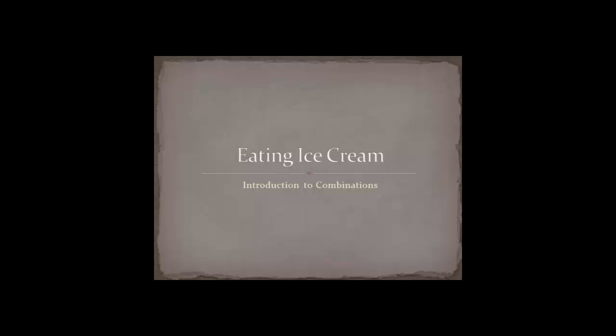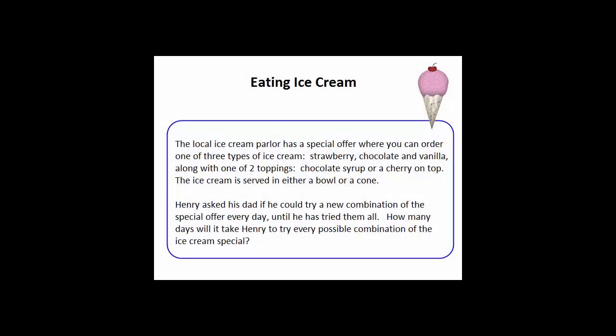In this lesson, we'll take a look at how to count combinations of objects using visual representations to help us. Eating ice cream. The local ice cream parlor has a special offer where you can order one of 3 types of ice cream: strawberry, chocolate, and vanilla, along with one of 2 toppings, chocolate syrup or a cherry on top. And then the ice cream is served in either a bowl or a cone.